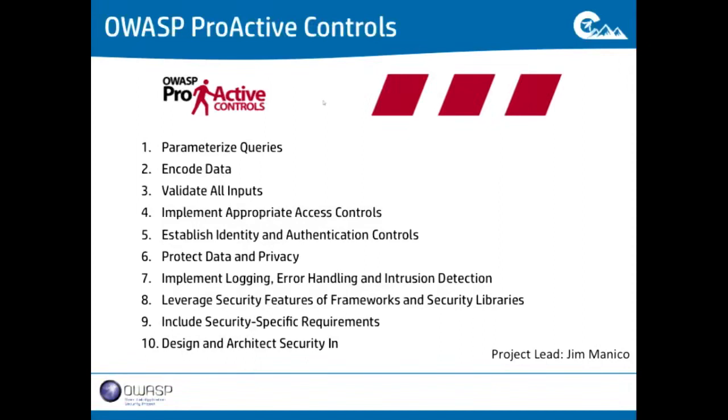Also want to mention this project that Jim Manico is actually leading. Really interesting take on an OWASP project. The OWASP Top 10, as you know, are things to avoid, right? Whether they're risks or threats or vulnerabilities, they're things you're trying to avoid. This project takes the opposite approach and says, what should you be doing? You should parameterize your queries. You should encode your data, validate all inputs. So it's kind of what to do instead of what not to do. Really interesting project. We recommend you take a look at it.